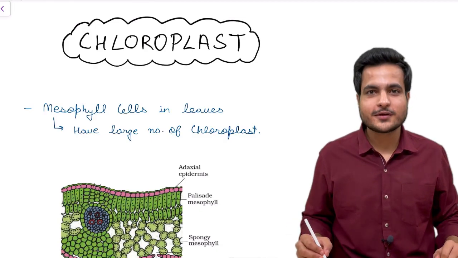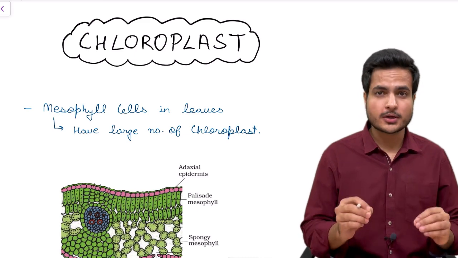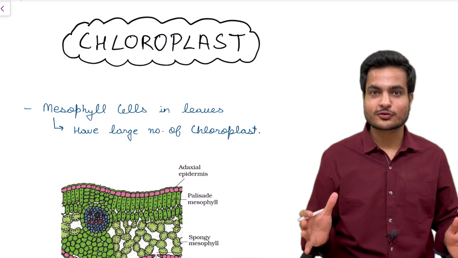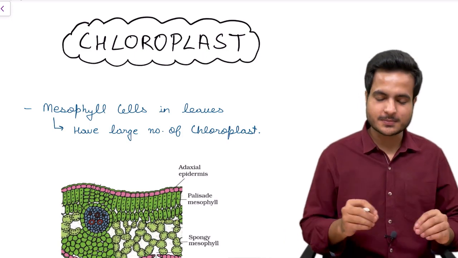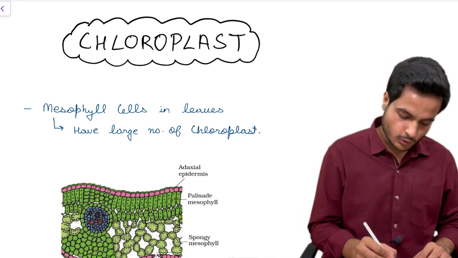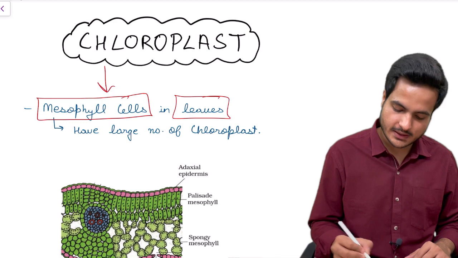Hello everyone, in this video we'll be discussing chloroplast. It is an important organelle since we are discussing photosynthesis, and this whole process of photosynthesis takes place in this particular organelle which is present in green plants. So chloroplast is present in the mesophyll cells which are present in leaves.